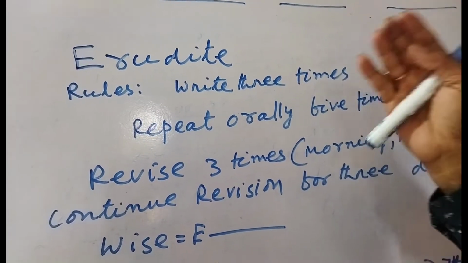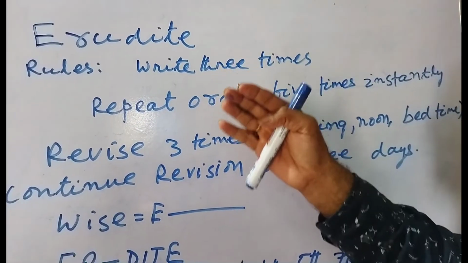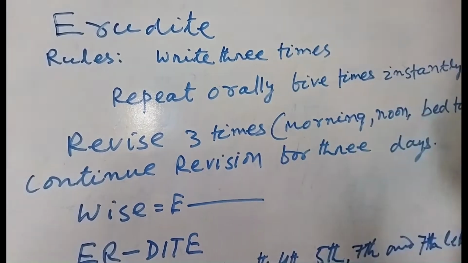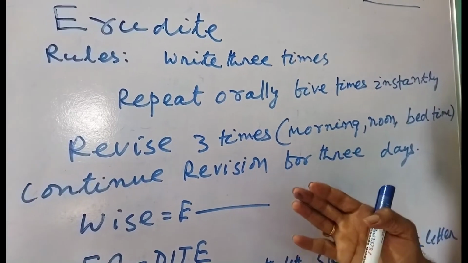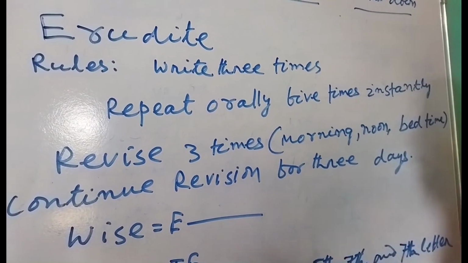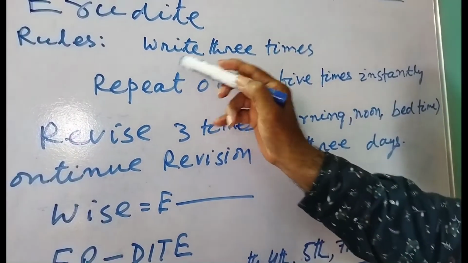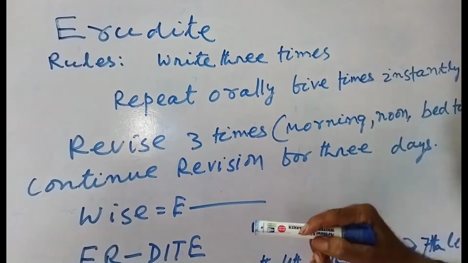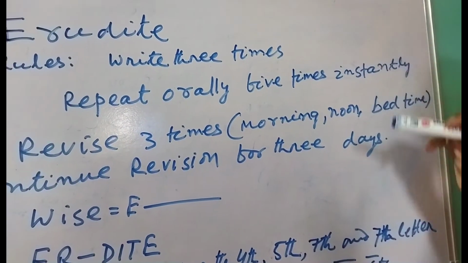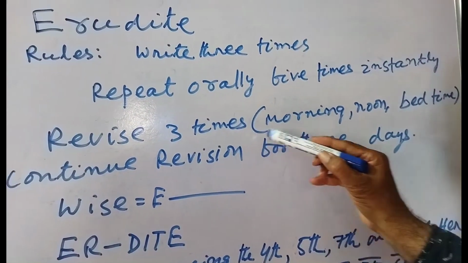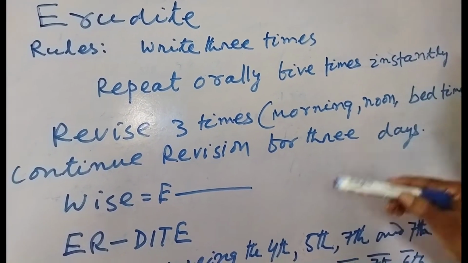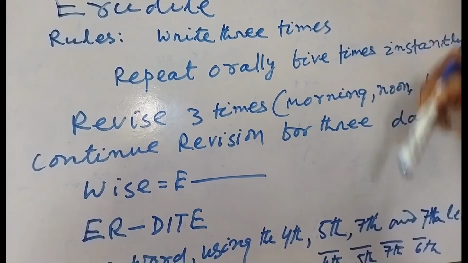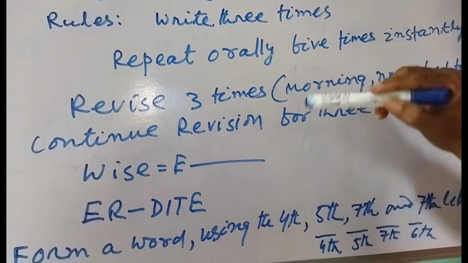Not for this word alone, for every word, you should start practicing these rules. Foolproof rule, hands-on tactics. You can remember words hands down. Write three times, instantly write down. Repeat orally five times, instantly. Then revise three times, morning, noon and bedtime. Continue revision for three days. Whatever the word, whatever the length of the word.